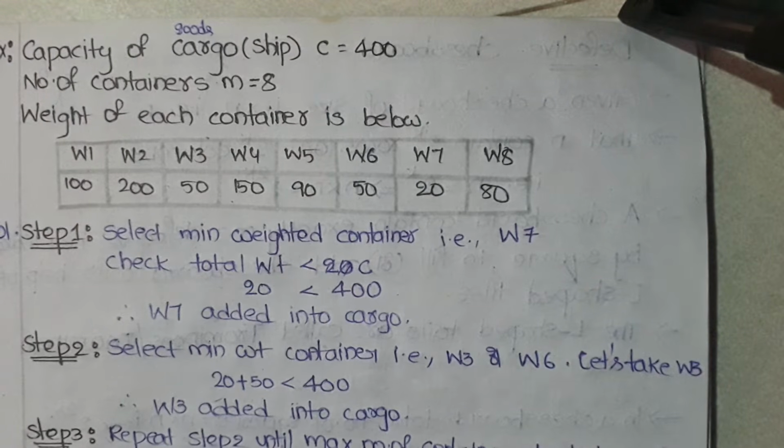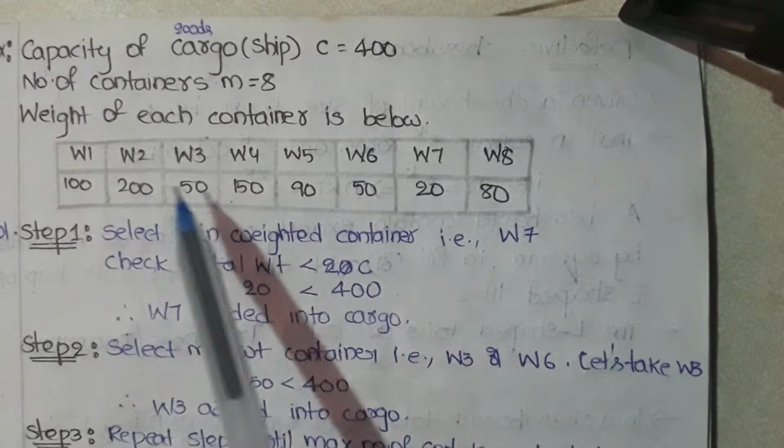Let's get clarity on this container loading by seeing an example. Here is an example where the cargo capacity is 400 and the number of containers we have is 8, and the weight of each container is in the given table.